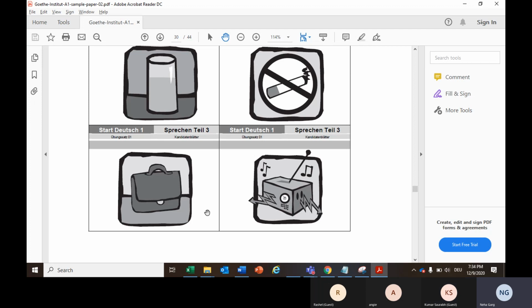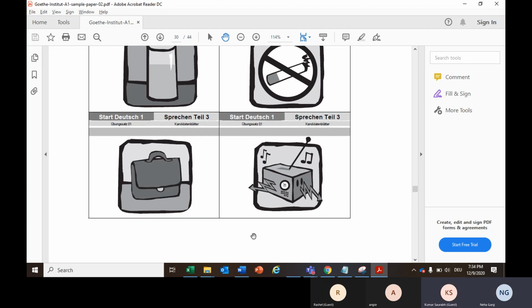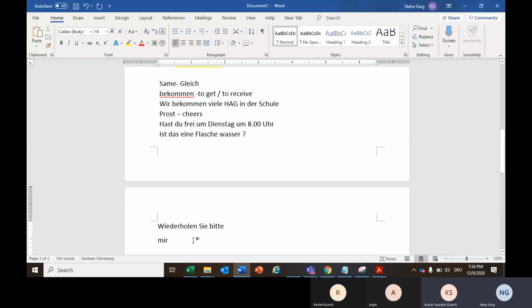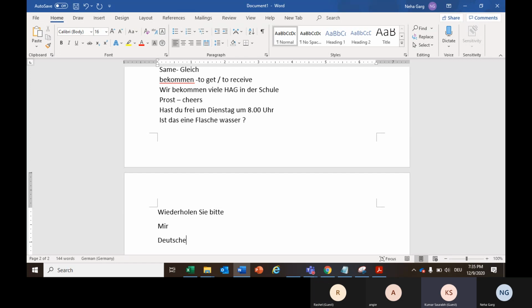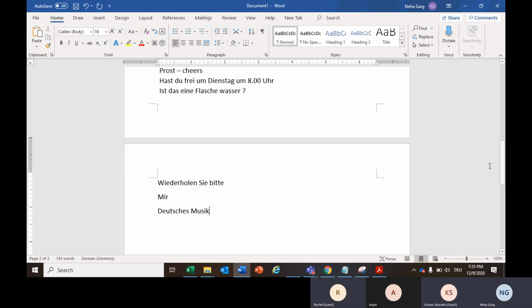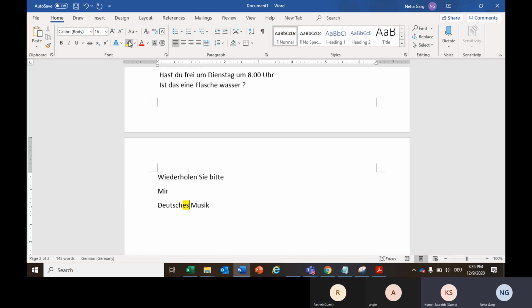Okay. Now, last one. So the last one, yeah, it's my turn. Right. That's radio. Radio, I thought music system. The music system, Neha? Anything you can understand, whatever you feel simple to make sentence with, just use that. Deutsche Musik. Sehr schön, Rachel.